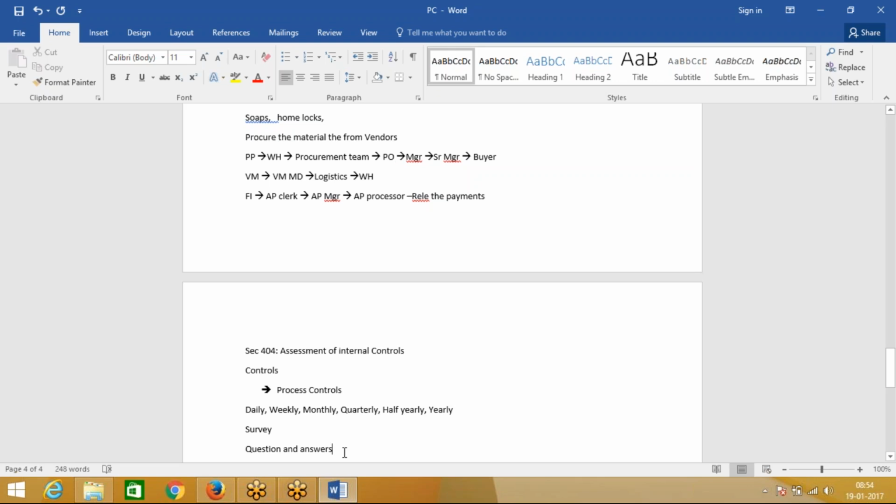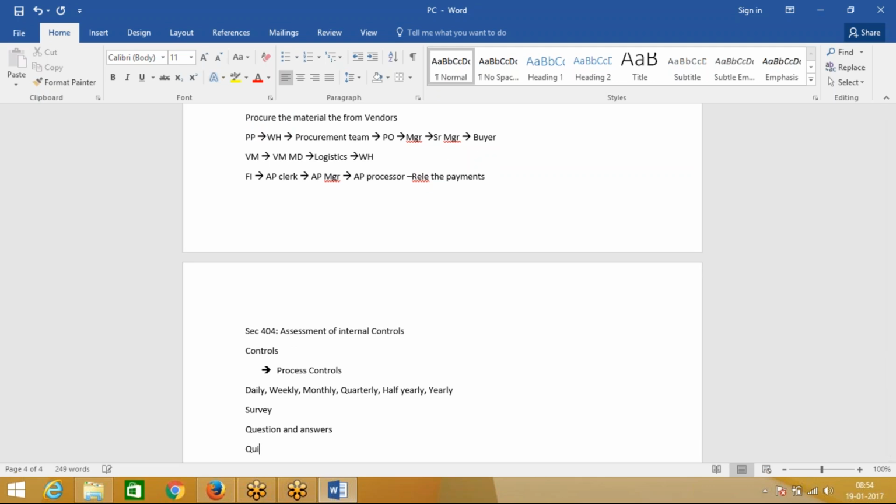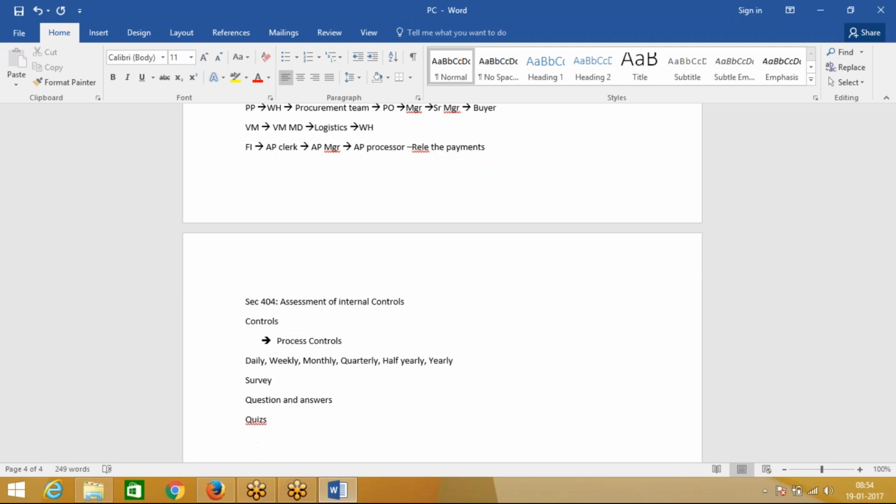That is one approach: surveys, question and answers. And the second way? By setting up a quiz. For example, I have defined an internal policy that applies to every employee. Let me pick a simple policy: companies mandate a dress code for the employees who are working in the organization.